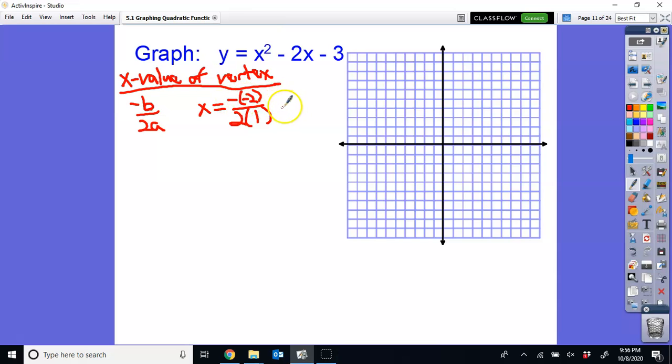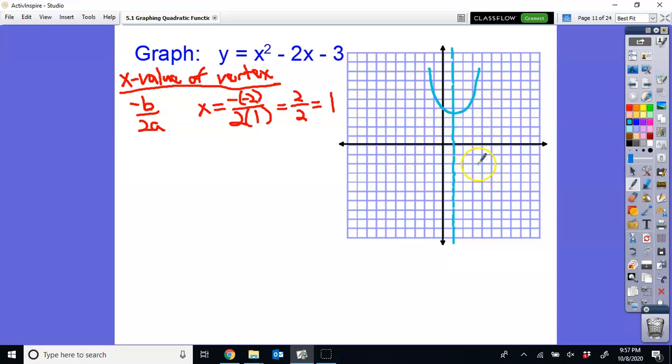A negative times a negative makes positive 2 on the top. 2 times 1 on the bottom is 2. So what is 2 divided by 2? That is 1. That means on my graph over here, you don't have to draw this, but my graph has a center or axis of symmetry at 1. I don't know where it is yet, but I do know that my U shape is going to come to this line and then come back up, or it could come back down.